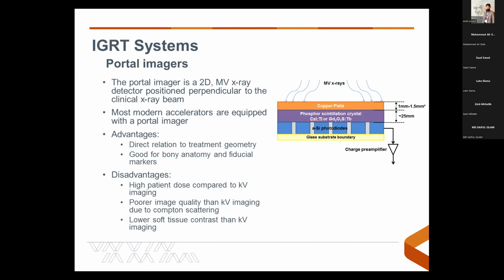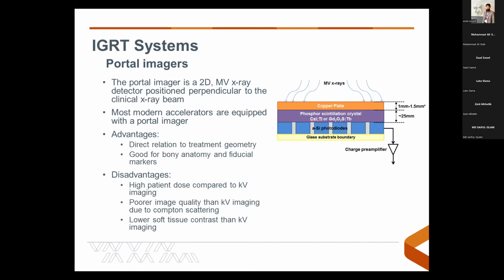So some IGRT systems. So portal images are a 2D megavoltage X-ray detector positioned perpendicular to the main clinical beam, and all modern linear accelerators now are equipped with a portal imager. So this is a quick little diagram of it. You have a copper plate. This provides buildup of secondary electrons, a phosphor scintillation crystal. This converts your secondary electrons to scintillation light photons. You have amorphous silicon photodiodes, which convert those light photons into electrical signal, and then this is output to your image, and you apply certain corrections to get your image.